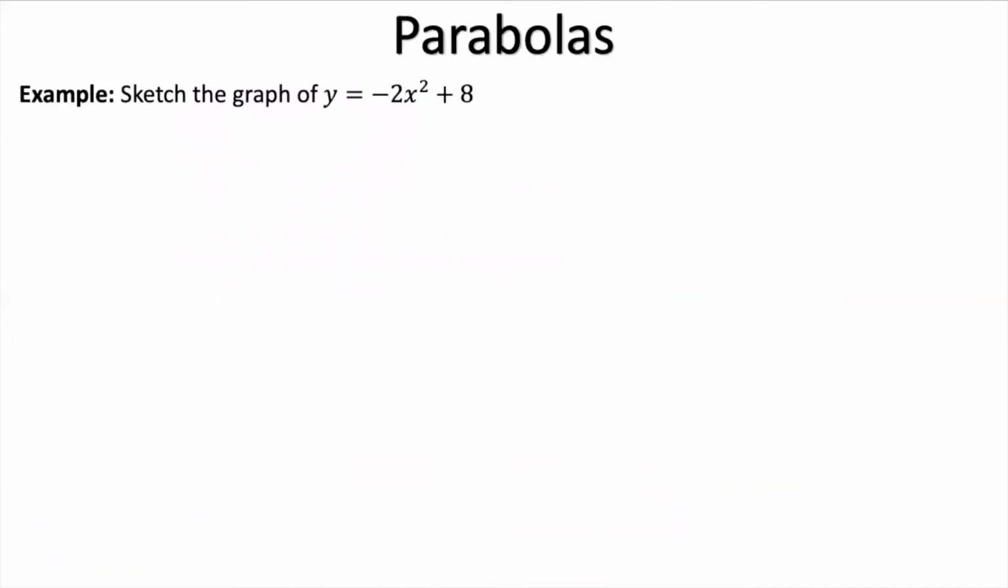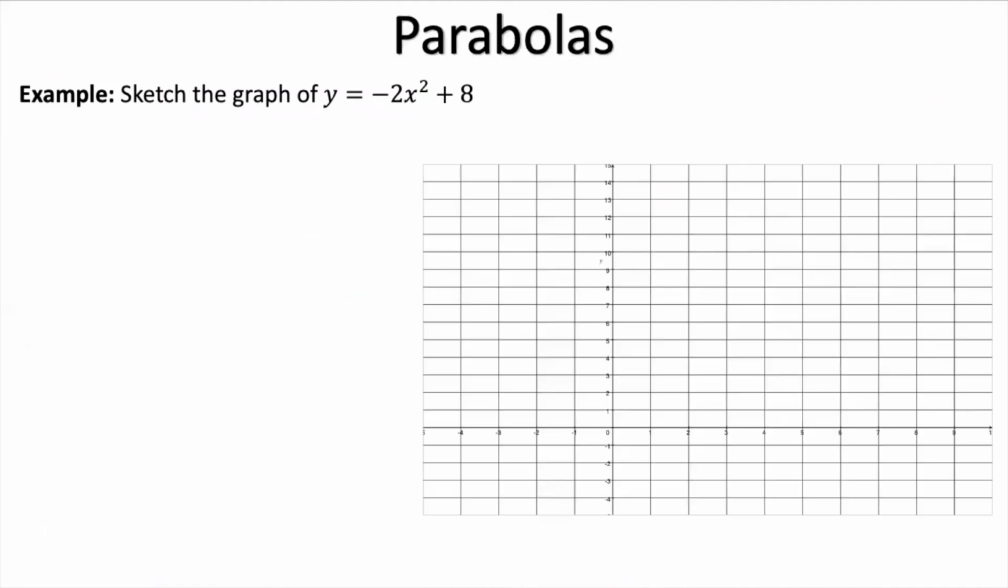Let's do an example. This example says, sketch the graph of y equals negative 2x squared plus 8. Since I'm sketching, I'm going to need a grid, so let's just have that on hand. And then it's going to be important that I know what is my a value and what is my q value. So here I can see a is negative 2 and q is 8. Step 1, let's look at the value of a. Because it is less than 0, I know that that means my graph should be a sad face.